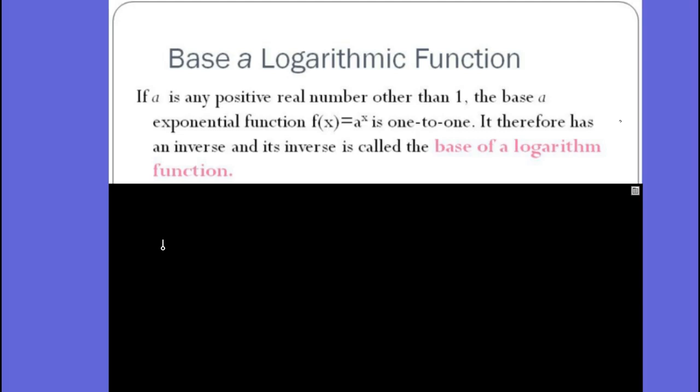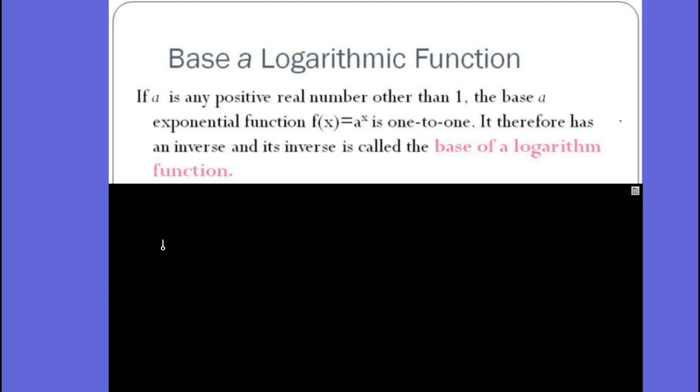Okay, a base a logarithmic function. If a is any positive real number other than 1, the base a exponential function f of x equals a to the x is 1 to 1. So that's important to know because it's hard to remember, but it means that any base a to the x function is 1 to 1. And that should make sense if you think about what an exponential graph looks like. It's going to pass horizontal and vertical line tests. It therefore has an inverse, and its inverse is called the base a logarithmic function.